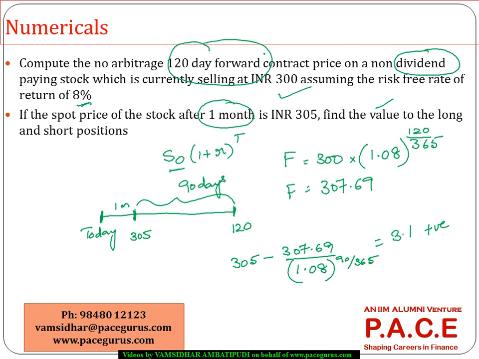A positive value means that for the long there is a benefit. The long is positive by 3.1 rupees. So long is at a benefit of 3.1, whereas the short is at a loss of 3.1. So for the short we'll say that the position is minus 3.1, for the long it is 3.1.